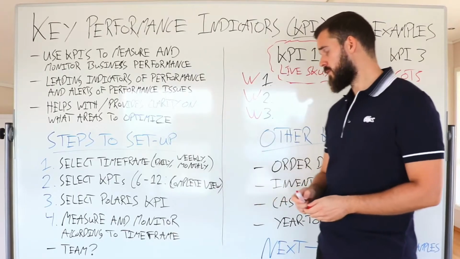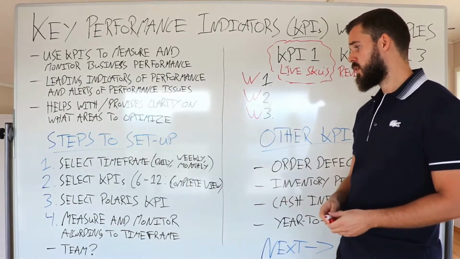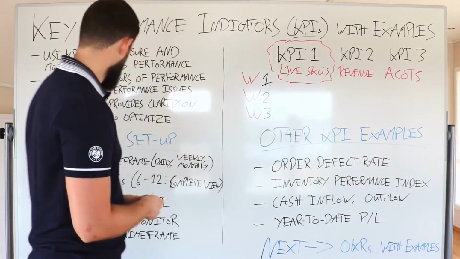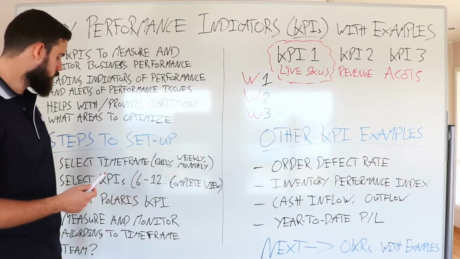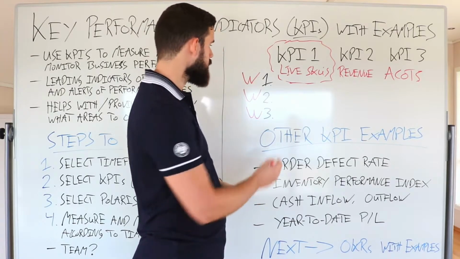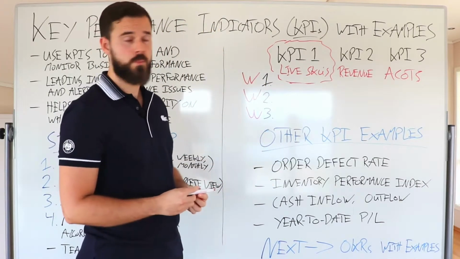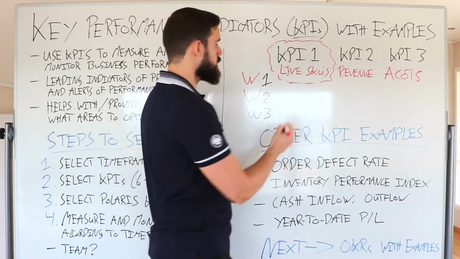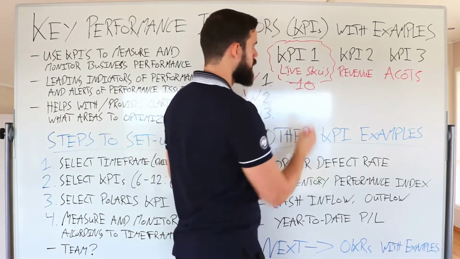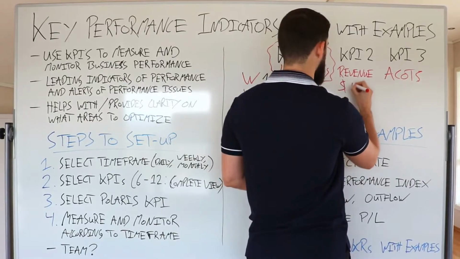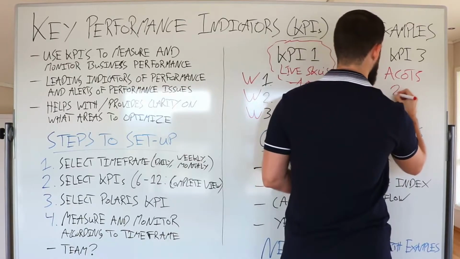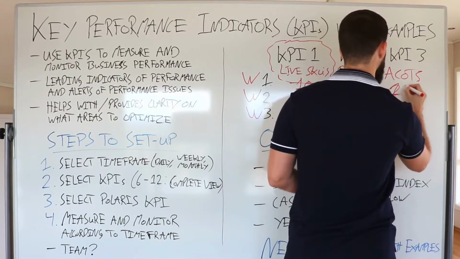Now the fourth thing, the final thing, is really to measure and monitor according to time frame, right? So now it's time to put this into action and actually, again, measure and monitor your KPIs according to the time frame you selected. So let's say this is our KPI set here, and we selected weekly as the time frame. Now you just start to track it. So let's say we've got 10 SKUs live right now, week 1. Our revenue, let's say that's 100K. And then our ACOS is, let's say that's at 20%. Or actually, let's say that's at like 15%.